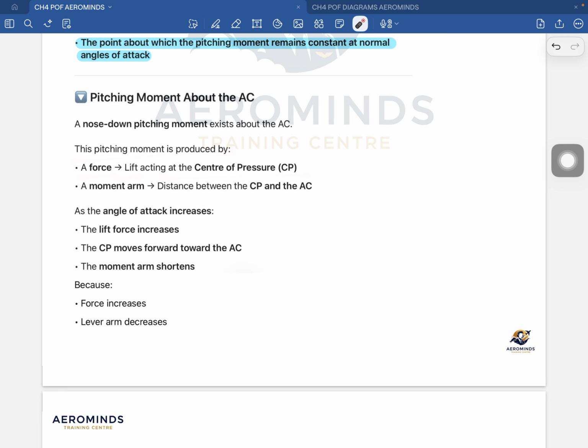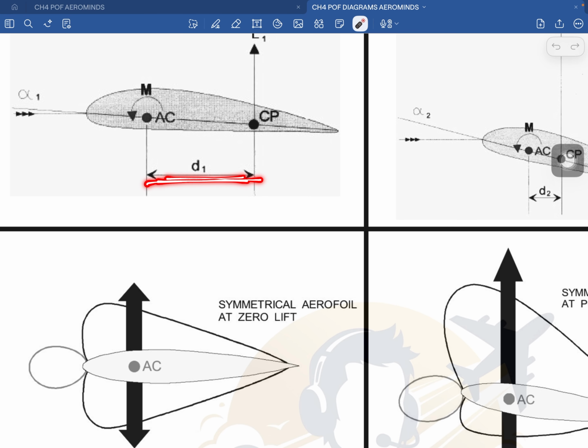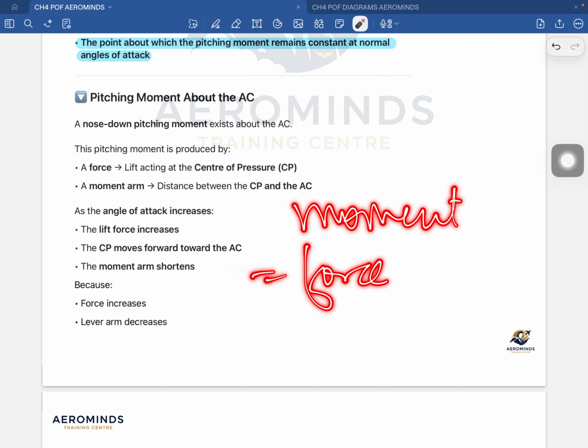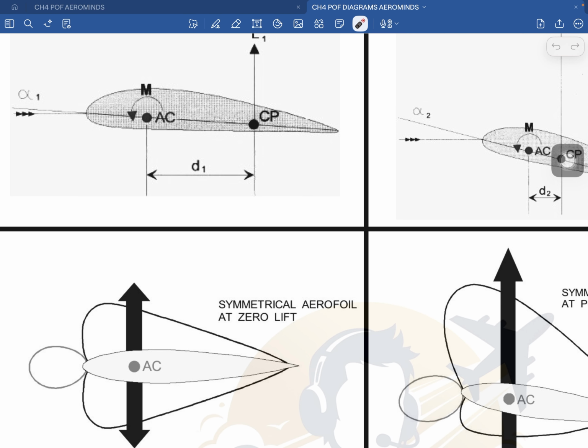So we have a force, which is lift, and then we have a distance between where the force acts, the center of pressure, and our reference point, the aerodynamic center. This distance is called the moment arm. Moment is equal to the force multiplied by the distance. So the lift times the distance between the CP and the AC will give you the pitching moment.